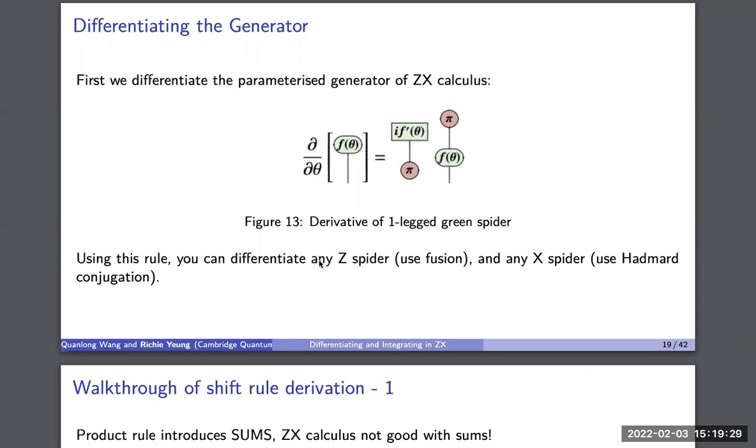And using some ZX manipulation, you can not just differentiate single-legged green spiders, but also any multi-legged green spiders. Imagine you had a multi-legged parameterized spider here. You can unfuse, pull out a one-legged parameterized spider, differentiate it, and then fuse it back. Using that, you can differentiate a multi-legged Z spider, and similarly, you can differentiate a multi-legged X spider by applying Hadamard conjugations.